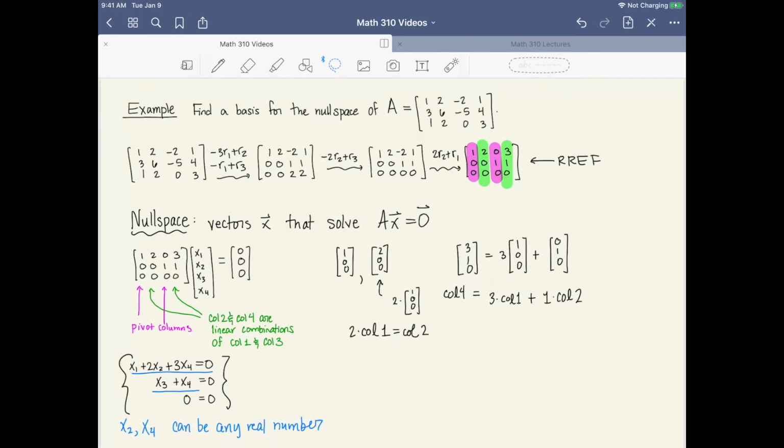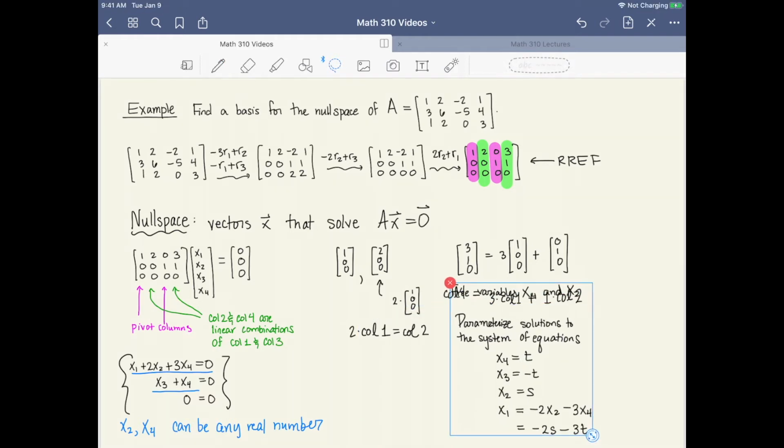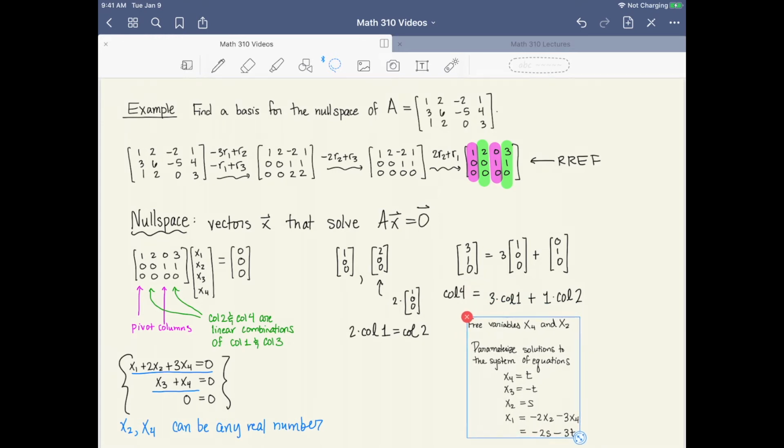So it may be helpful for you to think about parameterizing the solutions to this system of equations. When we do that, we write down something that looks like this. So we have our free variables, x4, and we have x2, and we parameterize the system of equations by naming our free variables. So we would name x4, say t, and we would name x2 s. These are the ones that could be set to be any real number. And then you have little equations for x1 and x3.